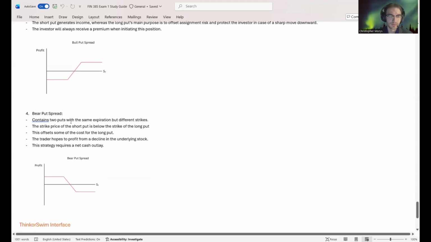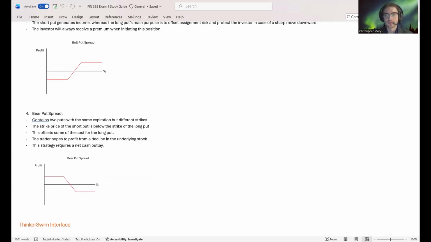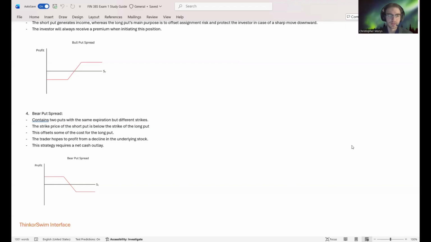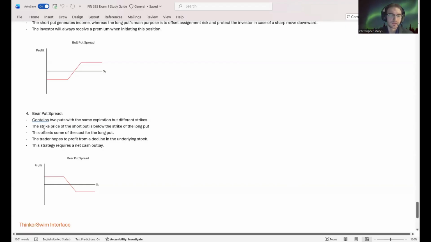All right, and a bear put spread contains two puts with the same expiration but different strikes. That's a common pattern along all four of these vertical spreads. I just wanted to reiterate it for every one of these spreads, just so you understand this concept. And the strike price of the short put is below the strike of the long put, which offsets some of the cost for the long put.